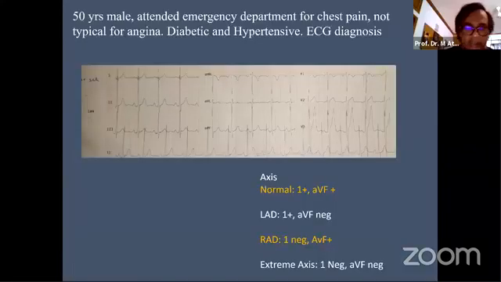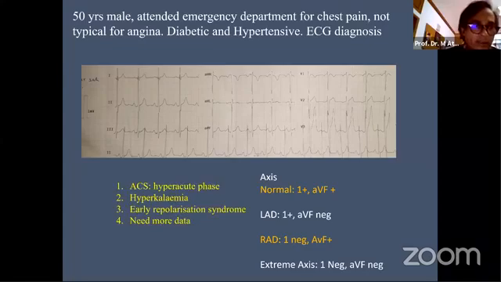Today's ECG, there are a few ECGs; we will discuss as many as time allows. The axis example that Wadud Bhai gave a little while ago is summarized here, we will see it later. But this is not the question: a 50-year-old male attended the emergency department for chest pain not typical for angina. The patient is diabetic and hypertensive and this is the ECG of that patient. So what is the ECG diagnosis?